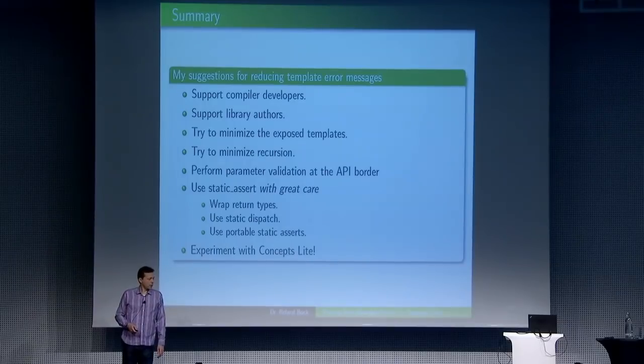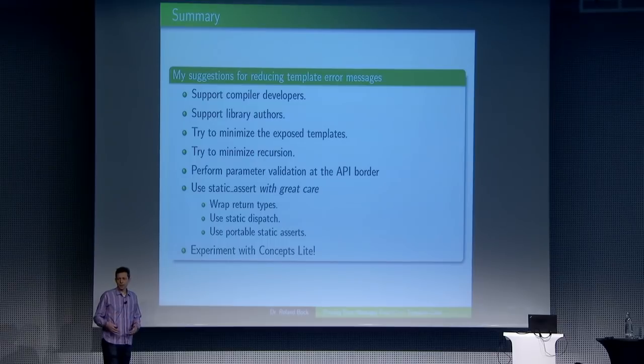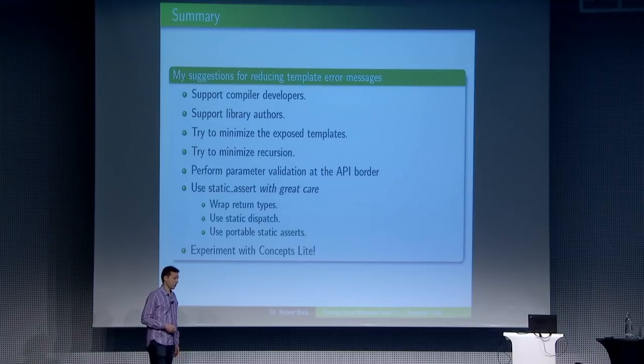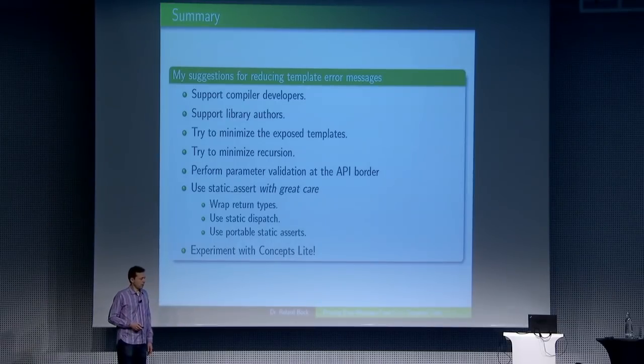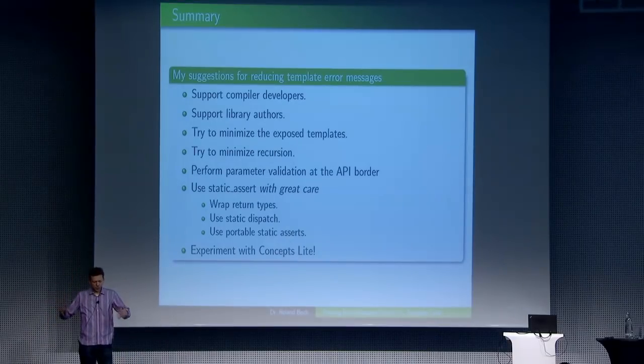You should, in general, in my opinion, try to minimize the number of templates that are exposed to the users of your code, because in many cases, they don't really need it. You should try to minimize recursion. It's not always possible to get rid of it, but in many cases, you can just avoid it. You should do parameter validation at the API border, not somewhere deep inside your library. It should be close to where the user is, because otherwise the user will get all the stack between that.